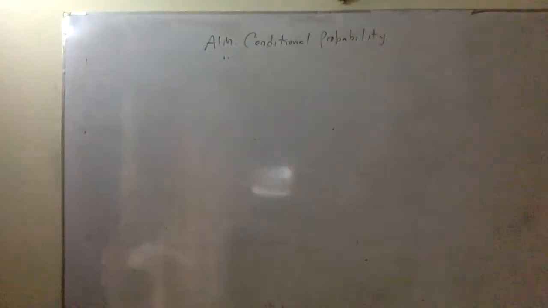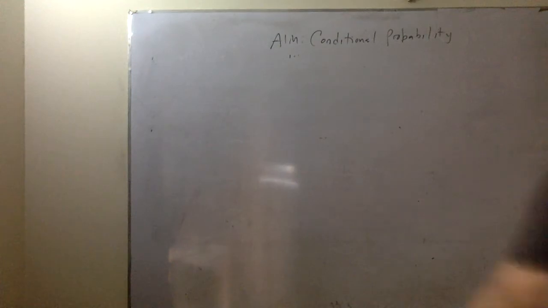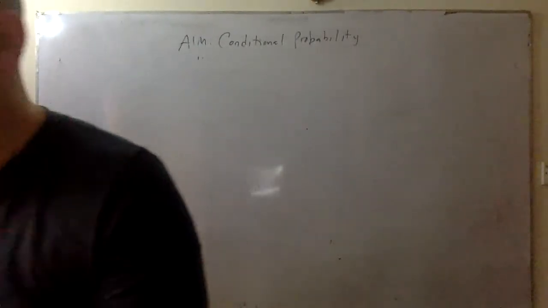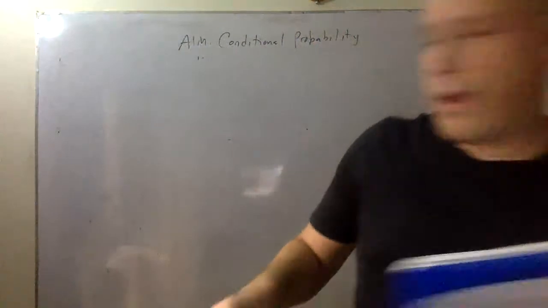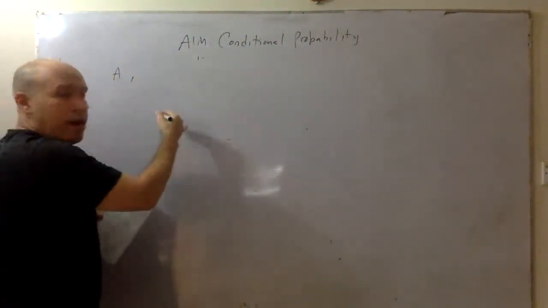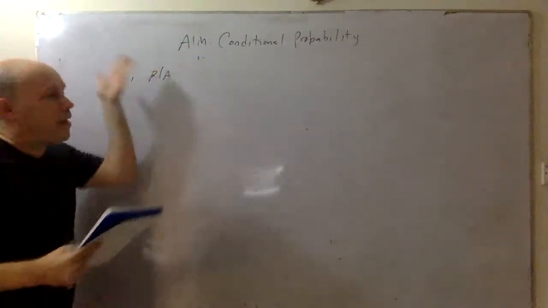Okay, let's do conditional probability. What's implied is that there's A, and then there's B given A. That's what's implied for this.